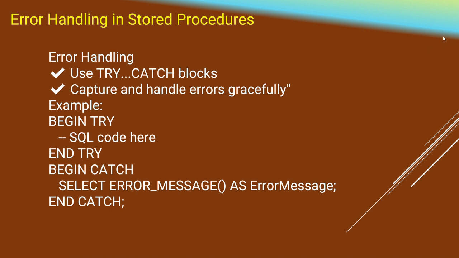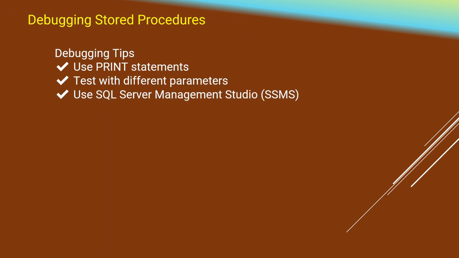Debugging stored procedures can be done using simple techniques. Add PRINT statements inside your procedure to output messages or variable values during execution. Test your procedures thoroughly with different input parameters to check all scenarios. SQL Server Management Studio offers tools to step through and debug stored procedures interactively. These methods help you identify and fix issues quickly.